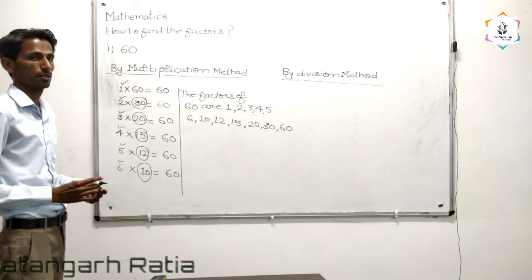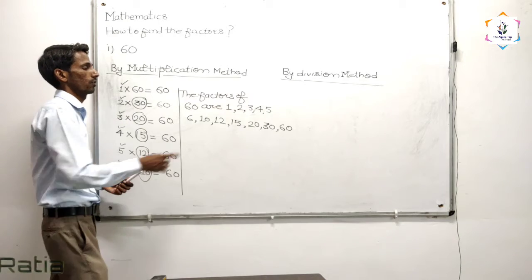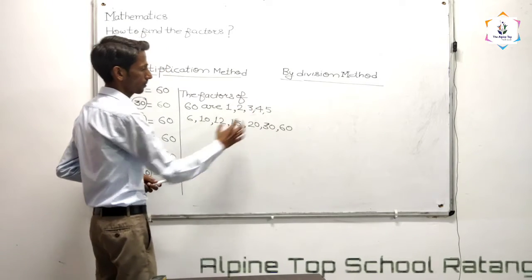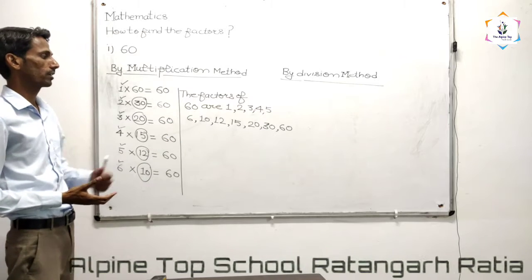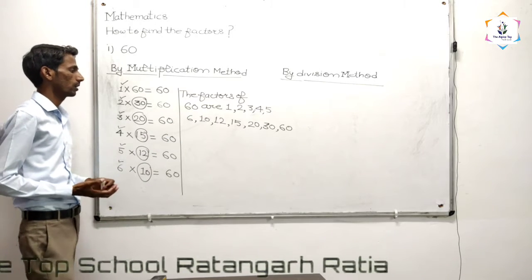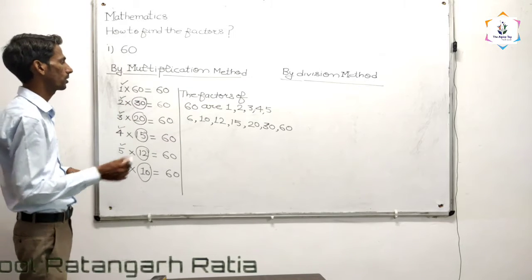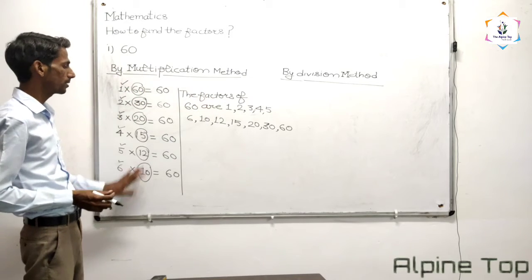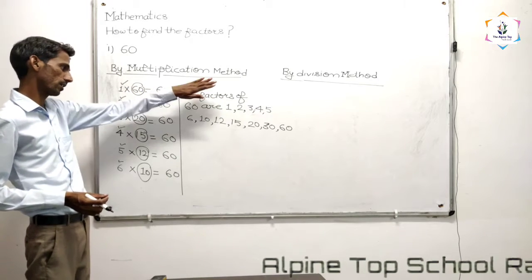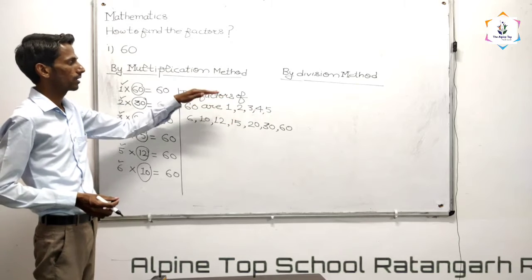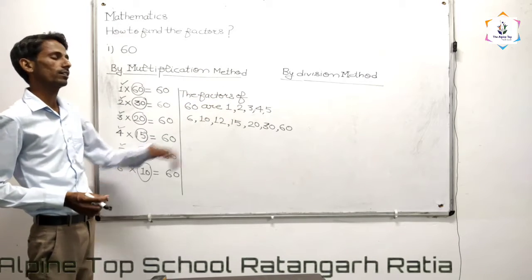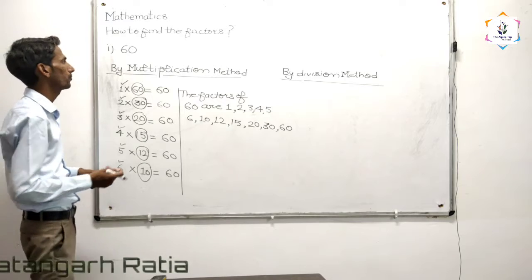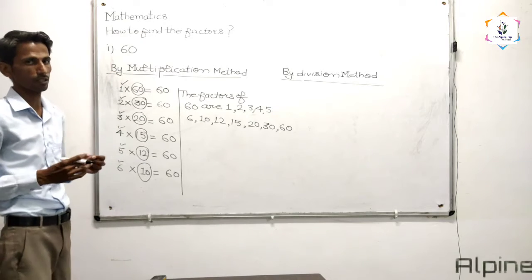Dear students, as we know, 1 is a factor of every number and every number is a factor of itself. That concept also we are involving in this topic. Okay, now dear students, I hope you have got it. With the help of this process, you can write the pattern to find the factors, and you can write the factors this way.